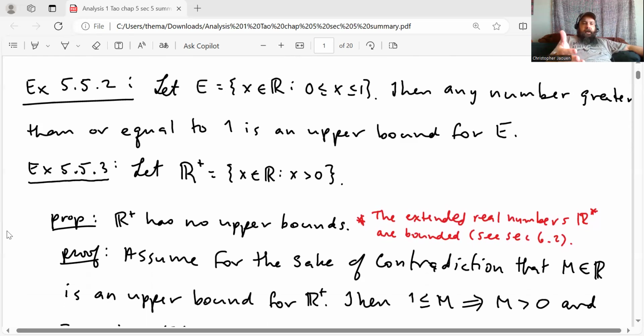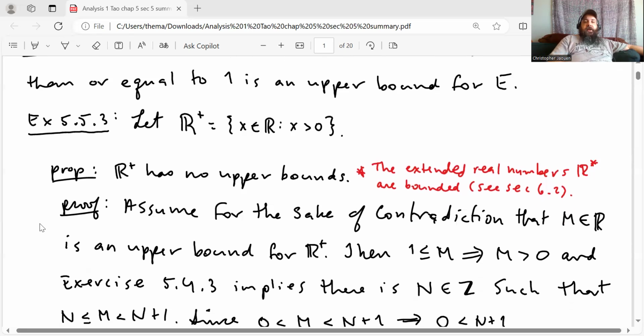Then he says this as a statement in the example, but he asks the reader to prove it, or he asks them why. Whenever he says that, I like to prove it. So that's why I have it written as a proposition here with no number after it. The statement is that the set of positive real numbers has no upper bounds. He has a note here also on the side. He says the extended real numbers, which he denotes as R with a superscript of star, are bounded, and we'll look at the extended real numbers in section 6.2. So we're not going to look at that in this section, but a couple chapters from now.